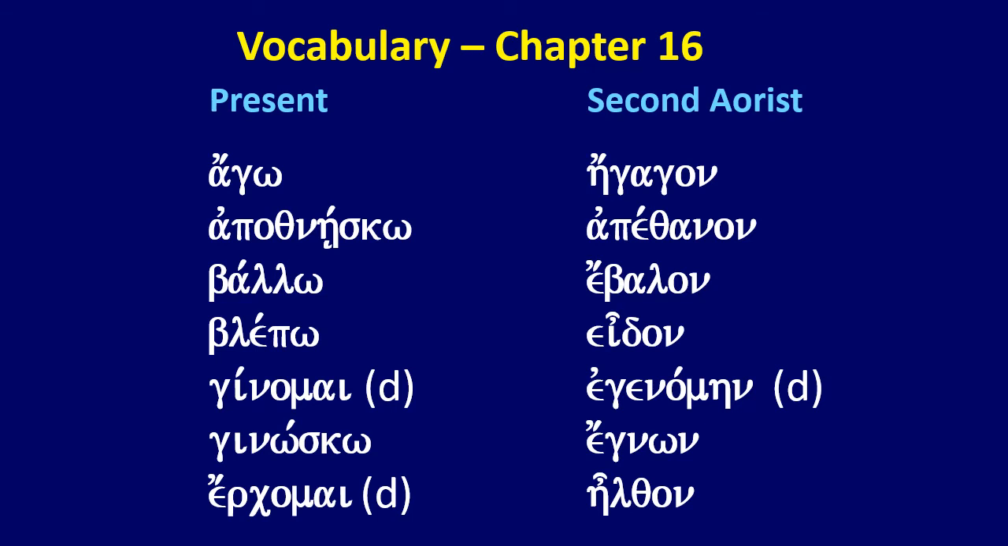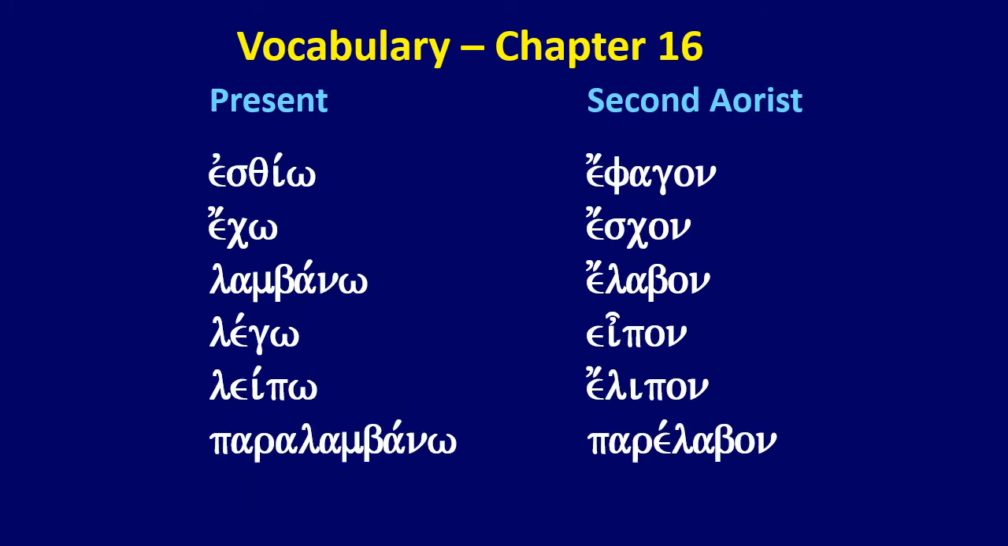And then on our list, we also have ginosko, meaning I know, and in its aorist form, I knew, is egnon. Continuing on our list, our next word is esthio, meaning I eat, and in the second aorist form, I ate, it would be ephagon. And then you have echo, meaning I have, or eschon in the aorist tense form, I had. And then you have lambano, I take or receive in the present tense, and in the aorist tense form, it's elabon, I took or received.